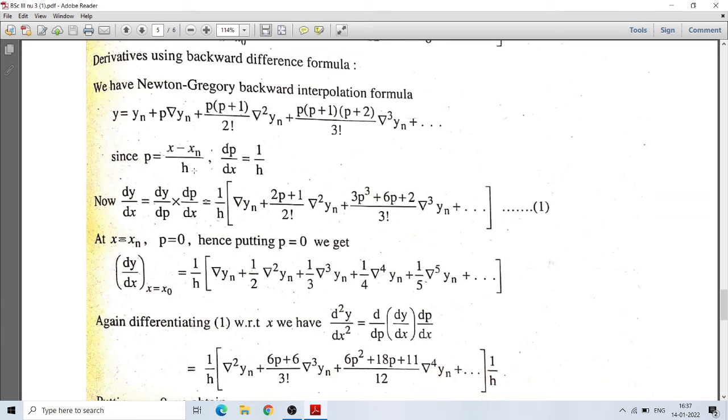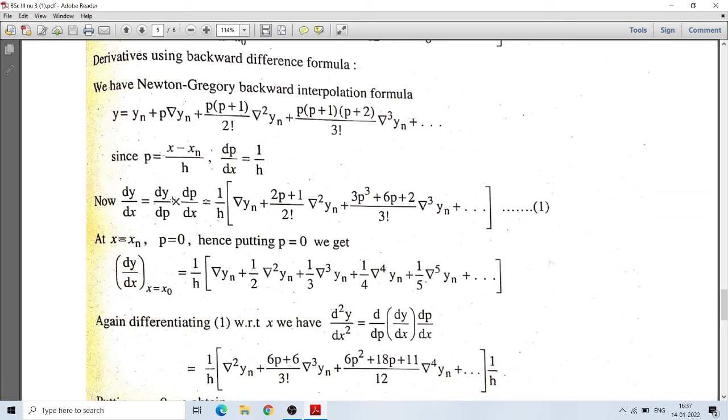Now here, in the backward and forward, what is the difference? How we can find the p value: in the forward interpolation formula, p is equal to x minus x naught by h. Here p is x minus xn divided by h. Xn means the last value of the given values of x. Differentiate this with respect to x, dp by dx, we get 1 over h.